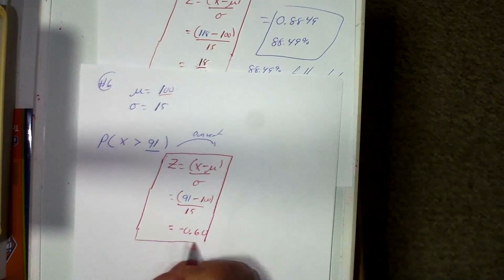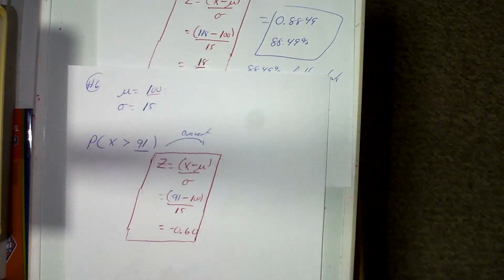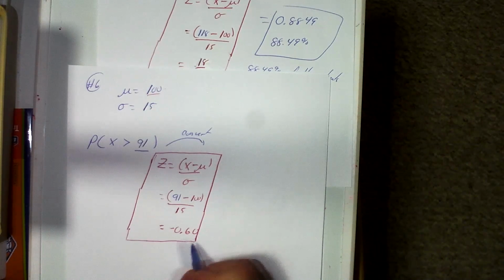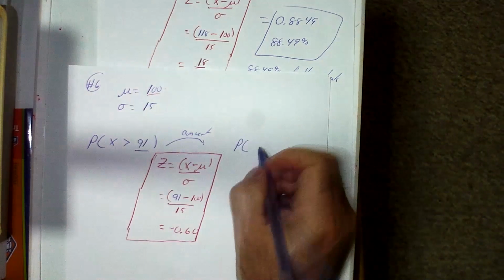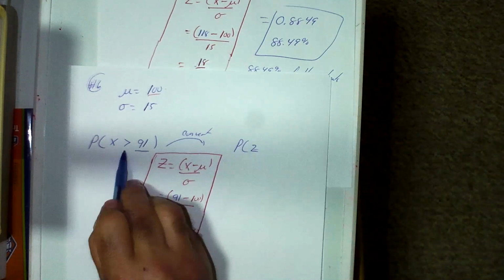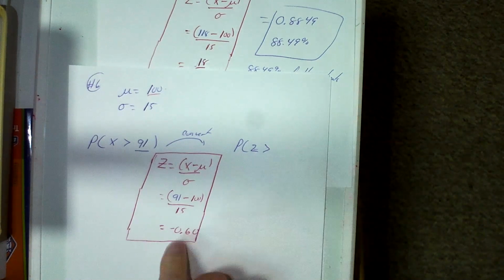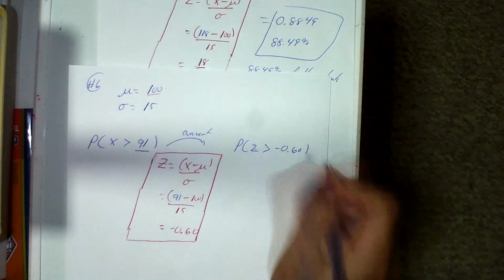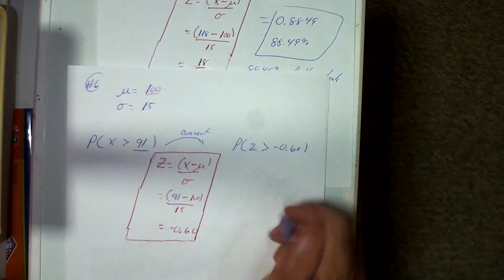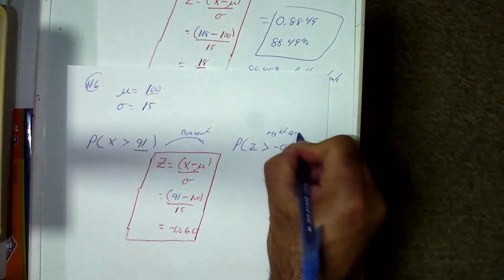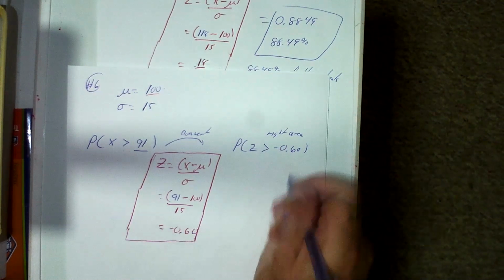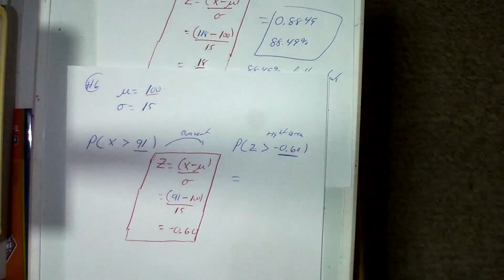Okay, so now that I got my Z number, I can go ahead and do my conversion. I'm going to change that X to a Z. I'm going to keep the symbol, and I'm going to write down this number, negative 0.60. I know on my graph the shading was on the right, so I have to look at the right area. You plug that number into StatDisk and look up the right. I need the right area for negative 0.60, which we'll look up in a minute.